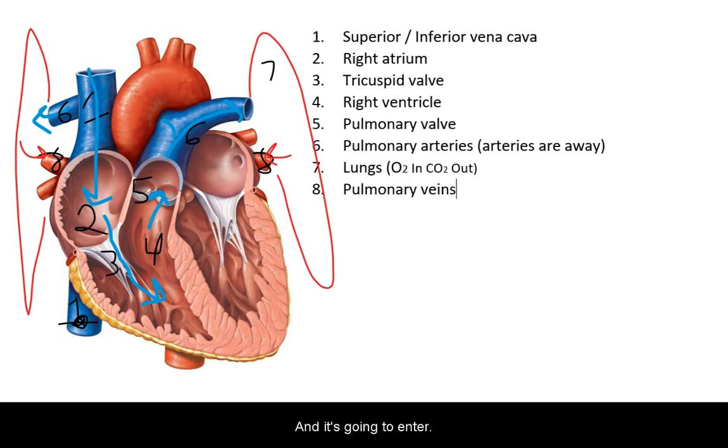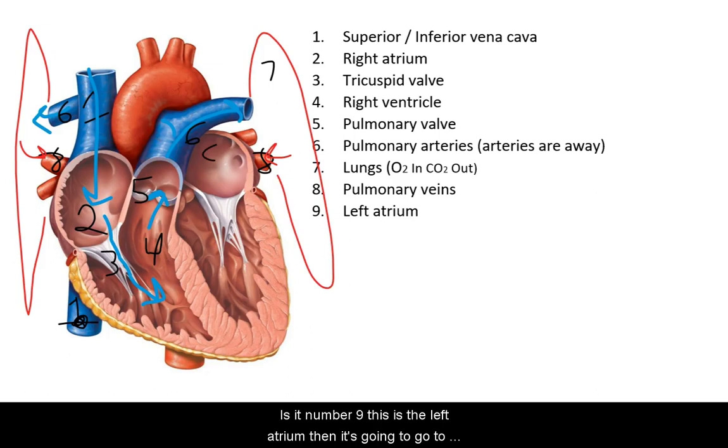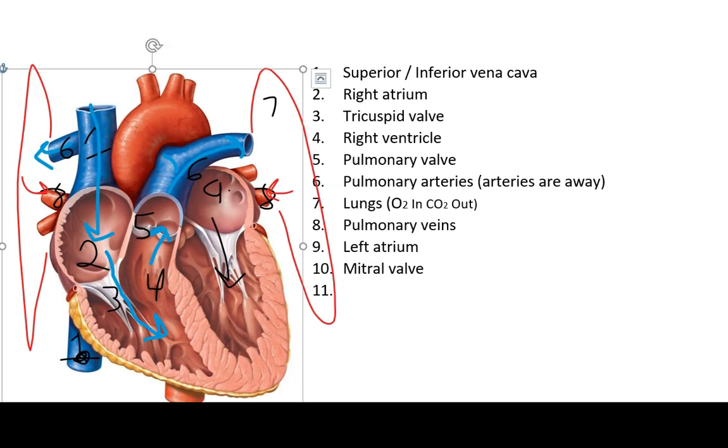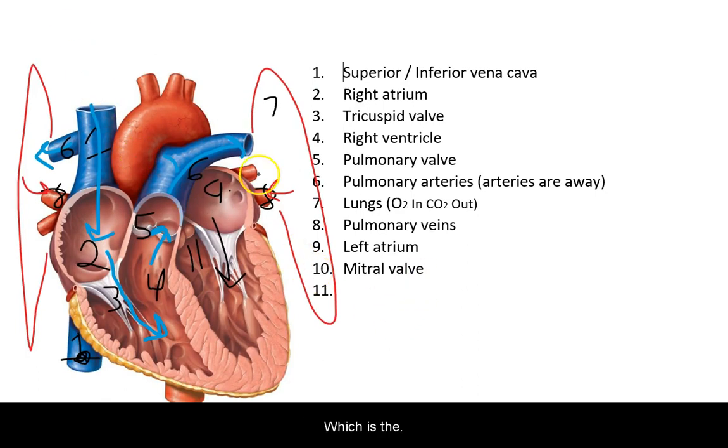And it's going to enter the, excuse me, the left atrium. I forgot the word atrium for a second. So here it is, number 9. This is the left atrium. Then it's going to go down through what's called the mitral valve into number 11 down here, which is the left ventricle.